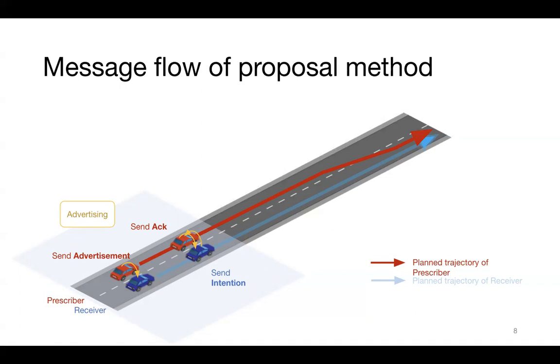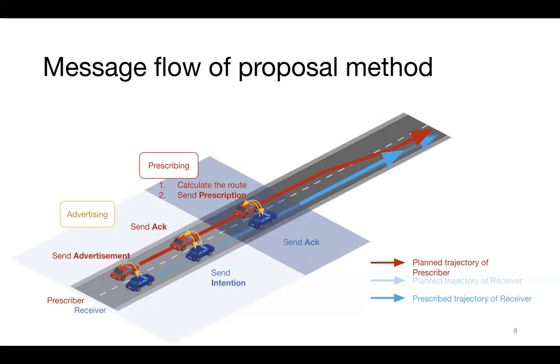Receiver continues to send the intention periodically until it receives the ACK message. After a certain period, the state turns to prescribing. If the prescriber has received the intention, it determines whether there are any risks of collision with the receiver. If there is a risk of collision, the prescriber calculates the prescribed trajectory and sends the prescription to the receiver.